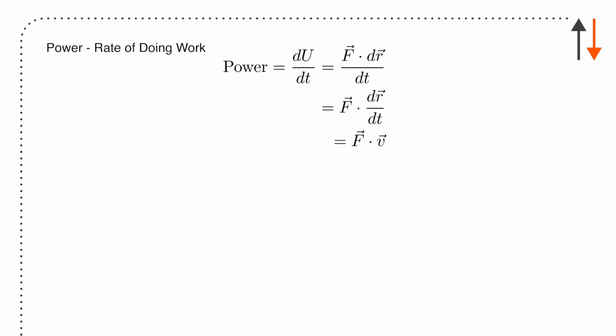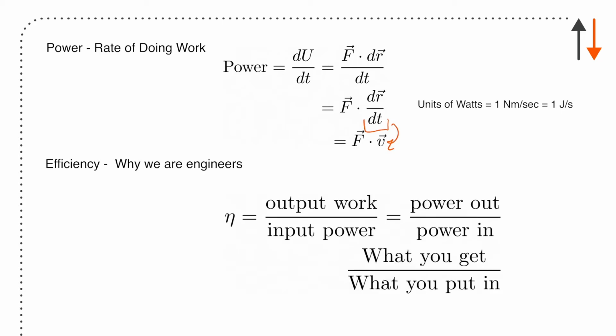Power and efficiency. Power is the rate of doing work, so work per unit time. So force dotted with dr/dt, and dr/dt, you know, is V, velocity. Units of watts and horsepower and all sorts of fun things in British units. And efficiency, which is the reason why we're all engineers, is really what you get for what you put in. Output work over input work, power out over power in.